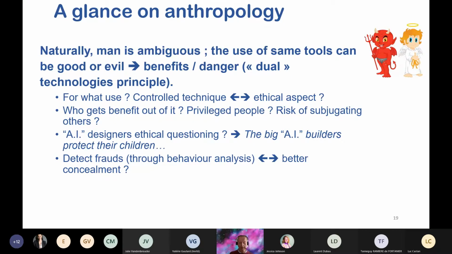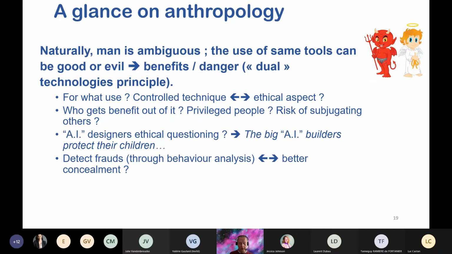Naturally, man is ambiguous. A same tool can be used well or badly. For instance, a knife can be used to spread butter on your bread or to kill somebody. Nuclear energy can be used to produce electricity or bombs. Hence, the beneficial as well as harmful aspects of many objects. And this is also the case for artificial intelligence. It's the dual technologies principle.